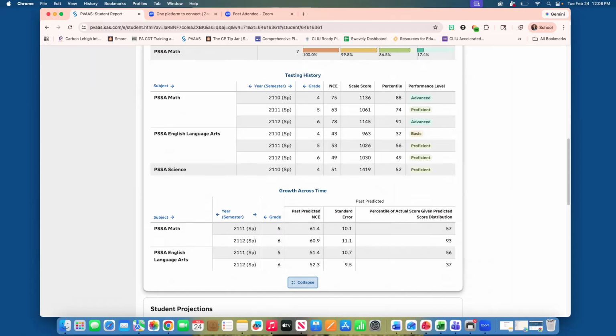PVAAS is most powerful when used to support reflection, collaboration, and instructional planning, and it helps bring achievement and growth together to provide a clear picture of student learning over time.